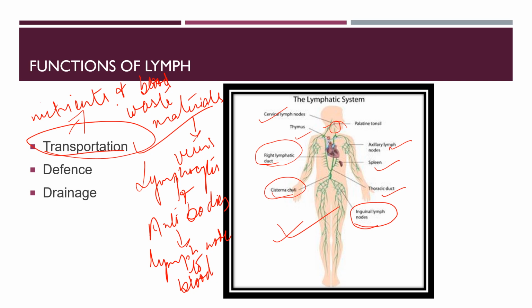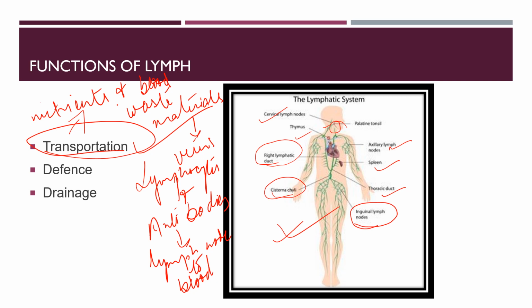The lymph also absorbs and transports fats like fatty acids and glycerols. Fatty acids and glycerols are absorbed from the small intestine to the blood. So it is helping in the absorption and the transportation of the antibodies, the lymphocytes, the nutrients, the fatty acids, the glycerols from different parts of the body to the blood.